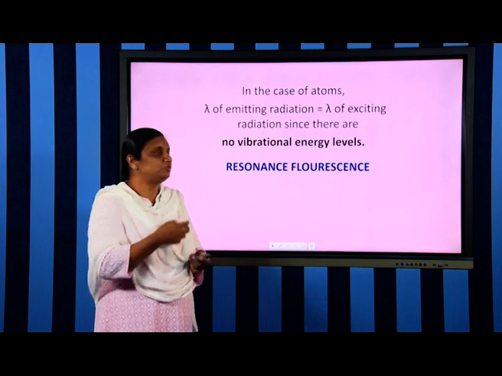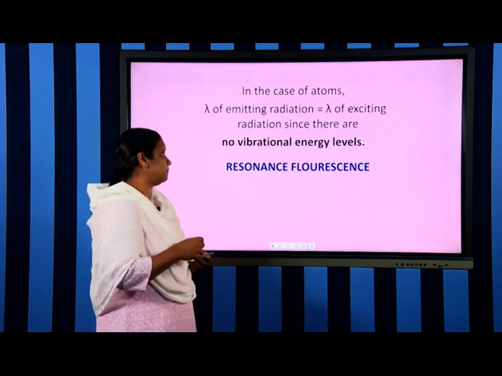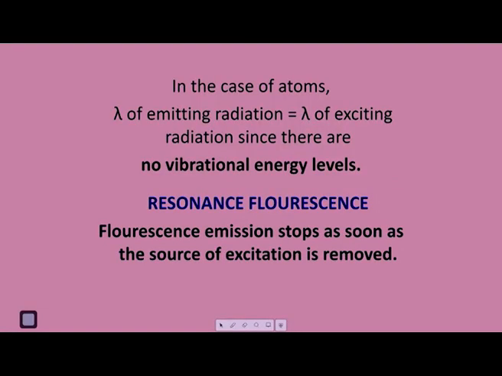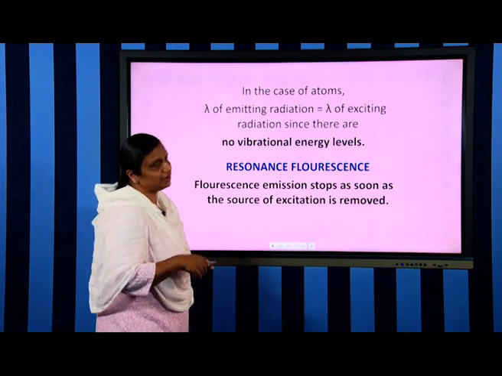So, in the case of atoms, we call the fluorescing atoms, they undergo resonance fluorescence. And fluorescence emission stops as soon as you stop the source of excitation, as soon as you stop the source of light. Fluorescence stops. In the case of phosphorescence, it is not so. We shall see how or why it is so. All right. So, these are the points related to fluorescence.